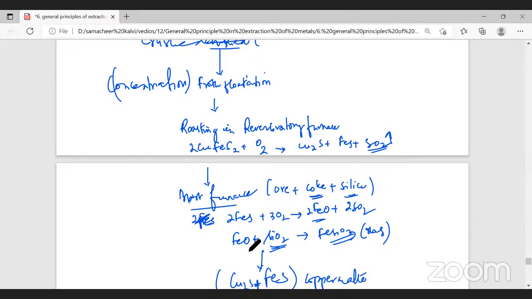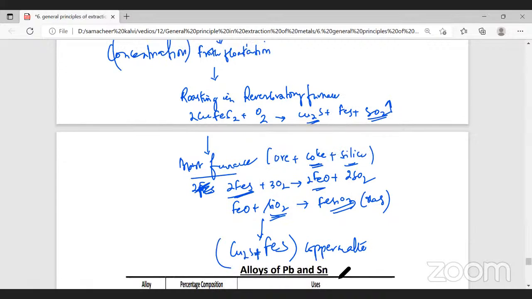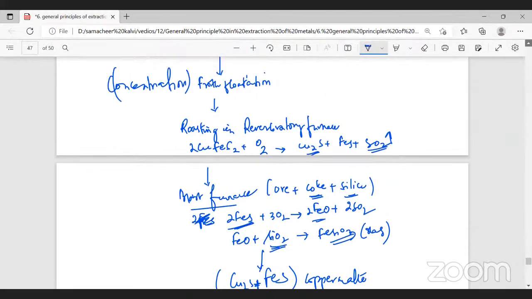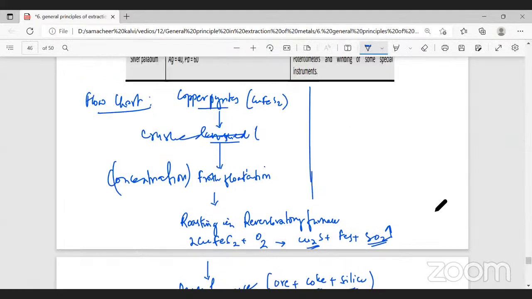Not all. So traces of FeS will be there along with this copper sulfide. So that's called copper matte. Now, this copper matte is taken in a Bessemer converter. Bessemerization is done in the Bessemer converter in the presence of air.